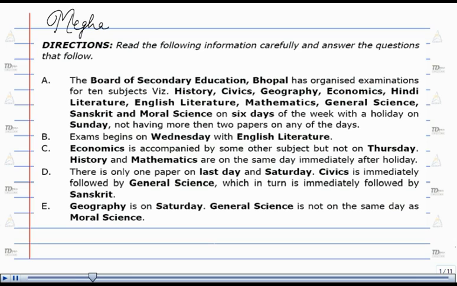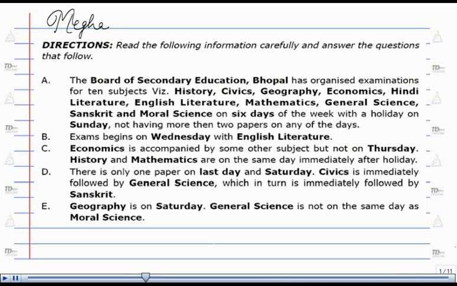C. Economics is accompanied by some other subject but not on Thursday. History and Mathematics are on the same day immediately after holiday. D. There is only one paper on last day and Saturday. Civics is immediately followed by General Science, which in turn is immediately followed by Sanskrit. E. Geography is on Saturday. General Science is not on the same day as Moral Science.